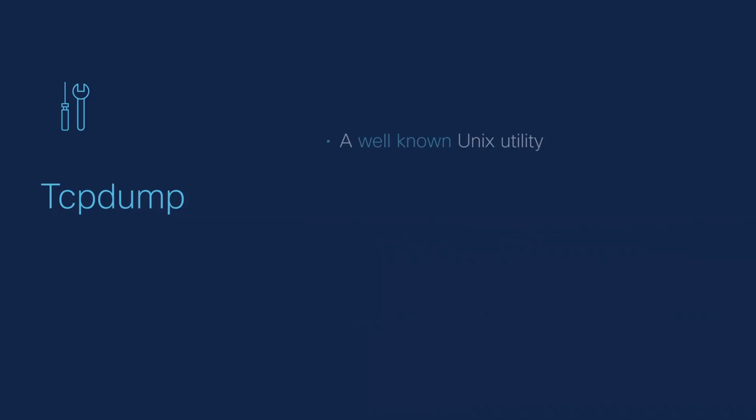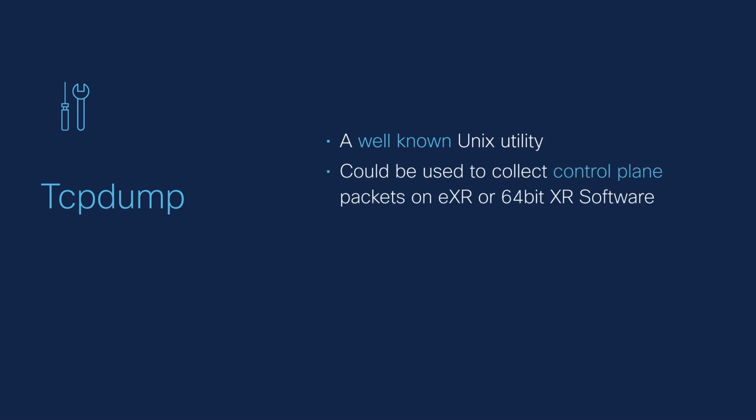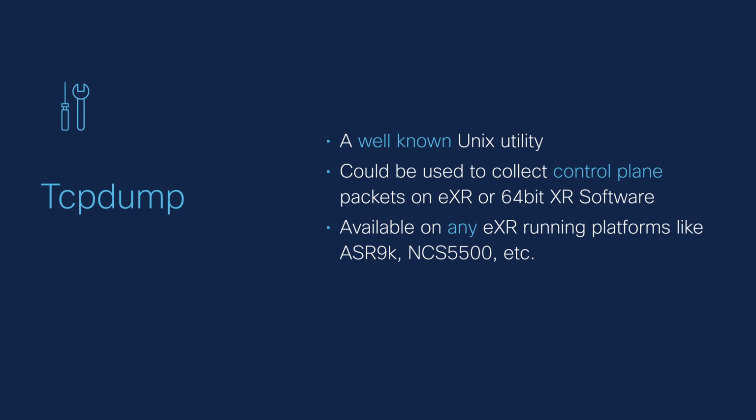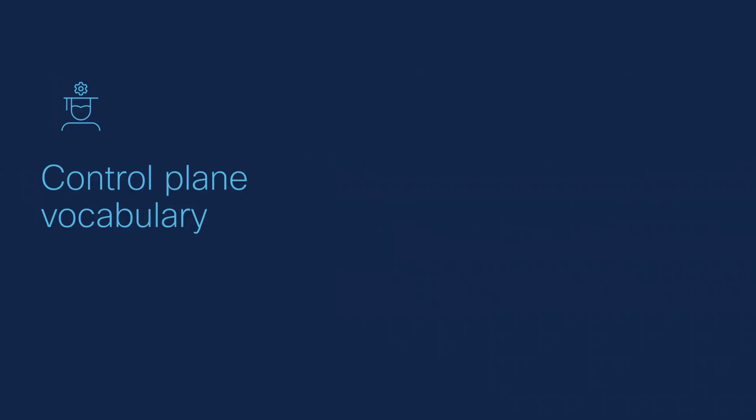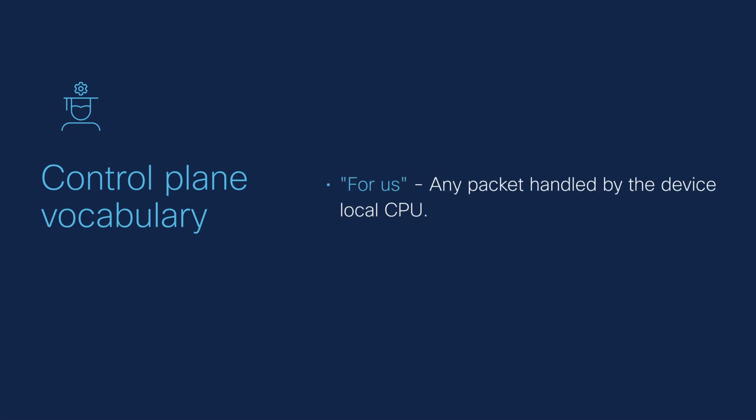tcpdump is a common Unix utility for capturing network traffic, which can also be used internally on IOS XR devices. The tcpdump is available on the 64-bit IOS XR software, or eXR, running on Cisco platforms such as the ASR 9000 or NCS 5500. Before we dive in, let me first clarify a few keywords we're going to be using going forward. To start with, any packet handled by the device local CPU is called for us.